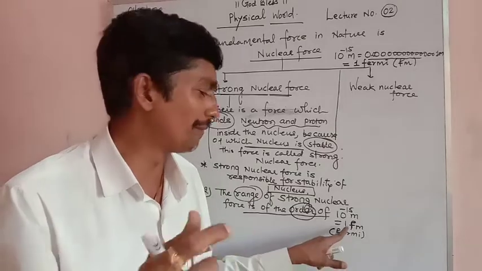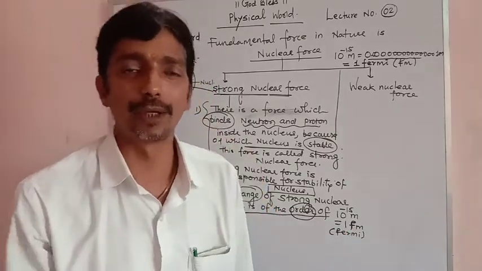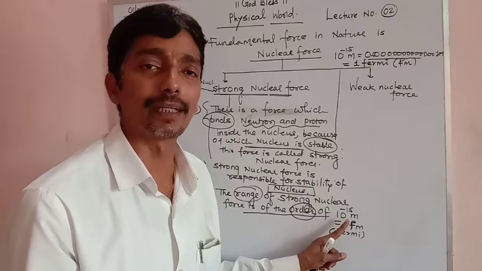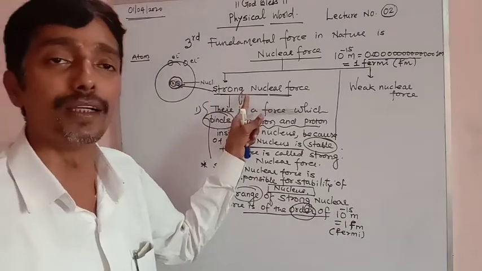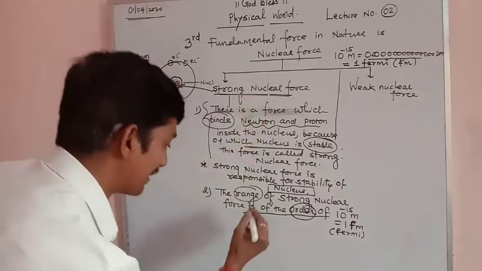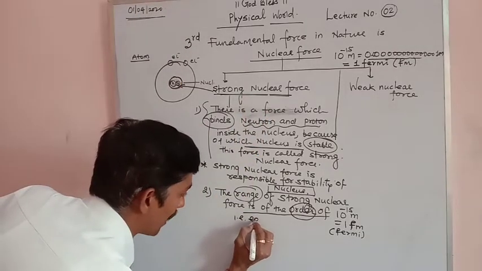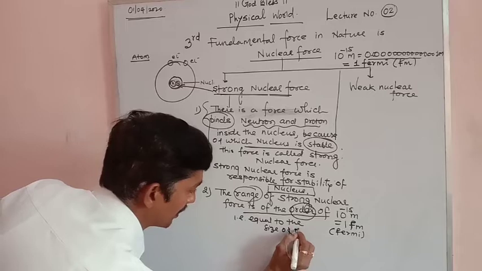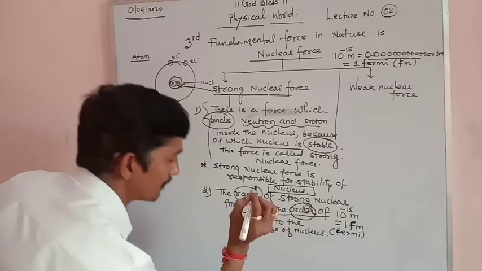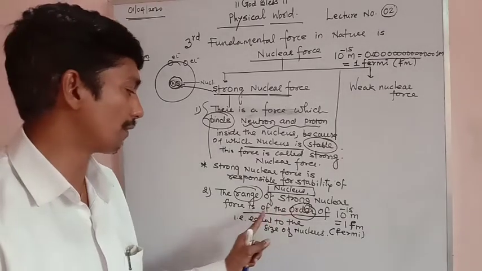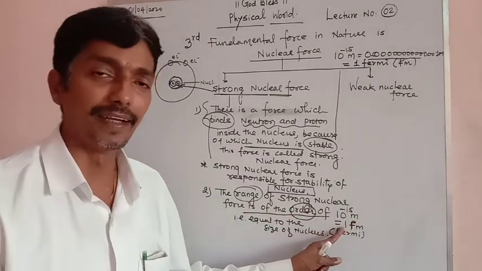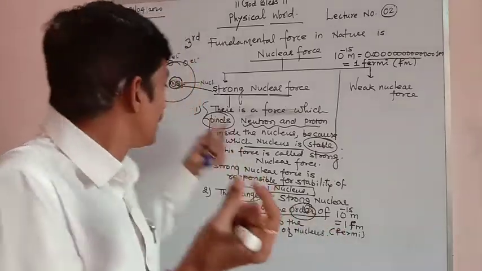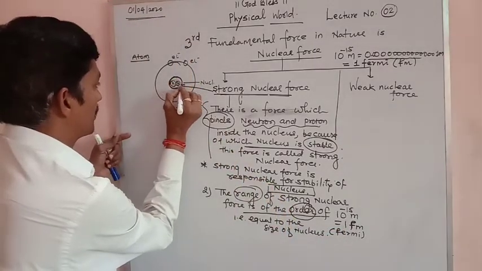Answer is 1.2 Fermi, 1 Fermi we say. So what is nuclear size? Near about 1 Fermi. So some of the books say 10 power minus 15 meters. Some of the students say the range is equal to the nuclear size, the size of the nucleus. The range of strong nuclear force is of the order of 10 power minus 15 meter. 10 power minus 15 meter means 1 Fermi, and 1 Fermi is the size of the nucleus.